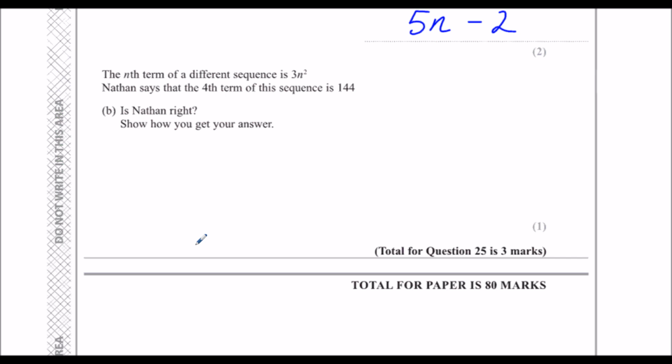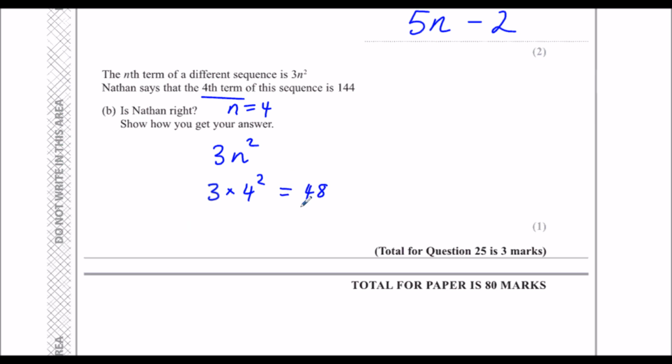Part B, the nth term of a different sequence is 3n squared. Nathan says the 4th term of this sequence is 144. Is Nathan right? Show how you get your answer. So n is 4. The 4th term means n is 4. So we're checking whether 3n squared is 144. 3n squared is 3 times n squared. So 3 times 4 squared. And 3 times 4 squared is 48.